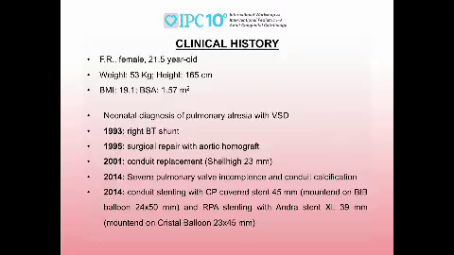In 2001, the conduit was replaced with a Shelhigh conduit, 23 millimeters. During follow-up, there was evidence of progressive conduit calcification and pulmonary valve incompetence. So in October 2014, she was treated here. We stented the conduit with a CP-covered stent, 45 millimeters, mounted on a 25 balloon, and then we put a stent on the RPA mounted on a 23 balloon.